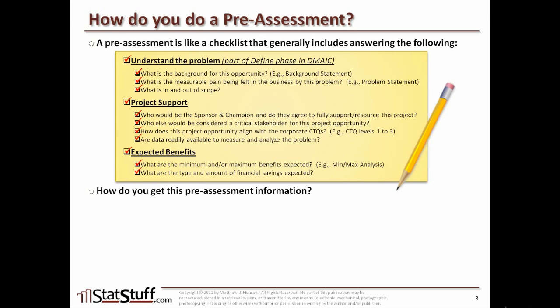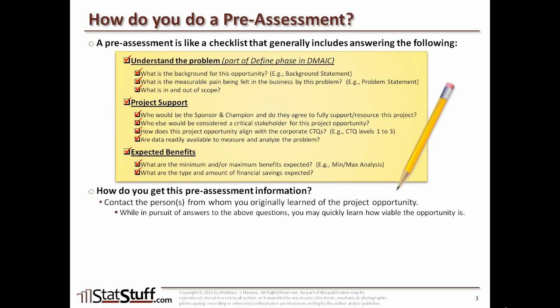So how do you get all this information that you're looking for in this checklist? Well, I recommend starting first with whoever contacted you and initiated this particular effort that you'll be working. Go back to that person. They should help you in finding out who all the resources are for helping to answer these questions and complete this checklist. So while you're pursuing those answers, you may be able to find out all the different things that make this project opportunity viable and learn about that viability.